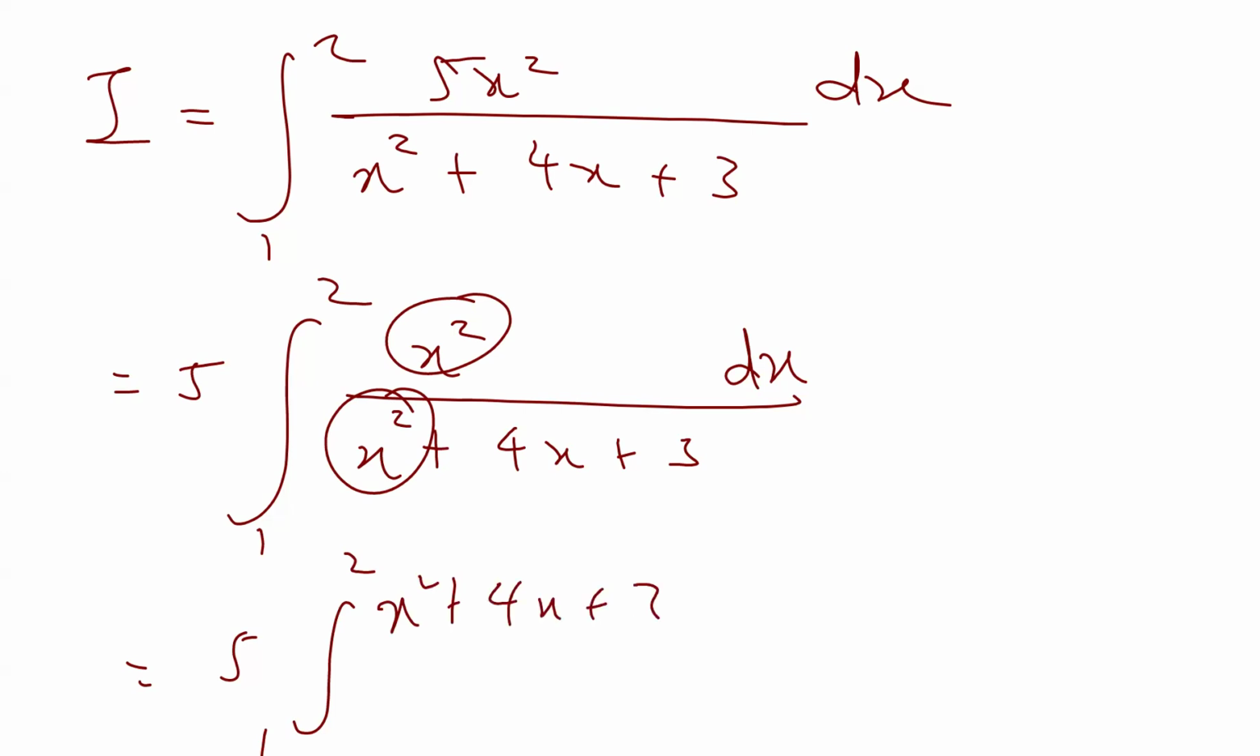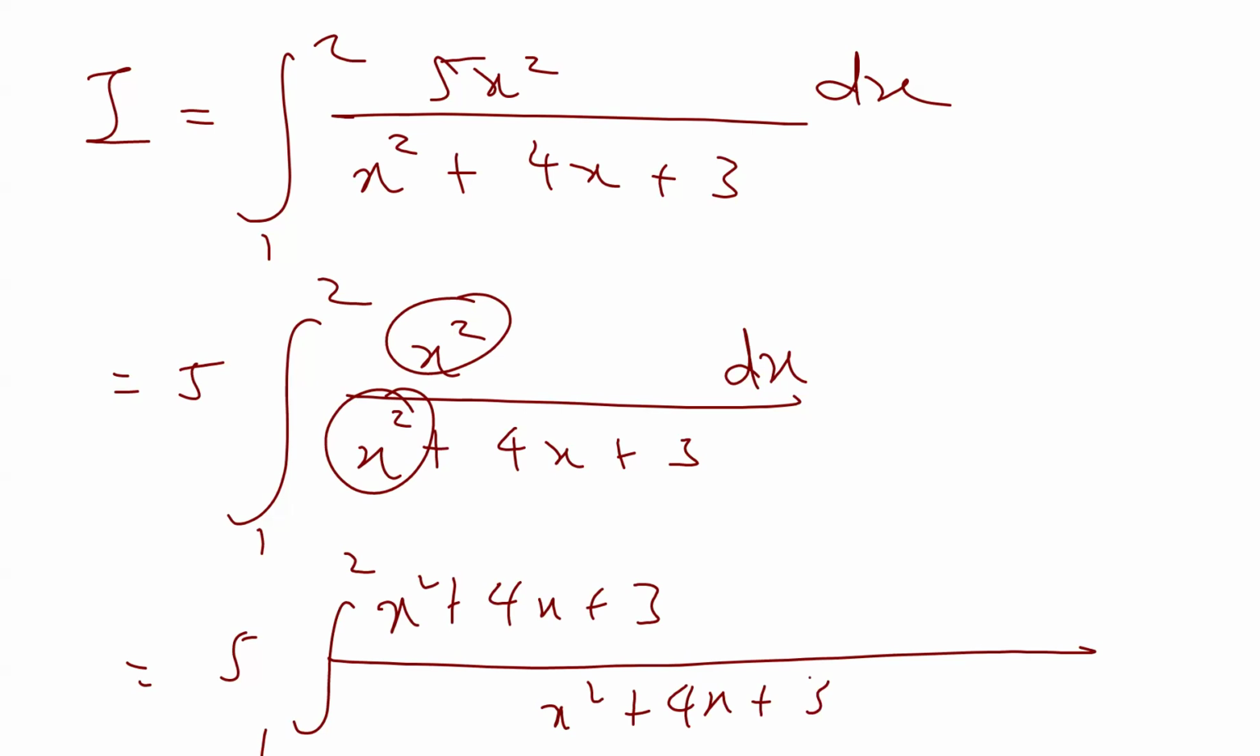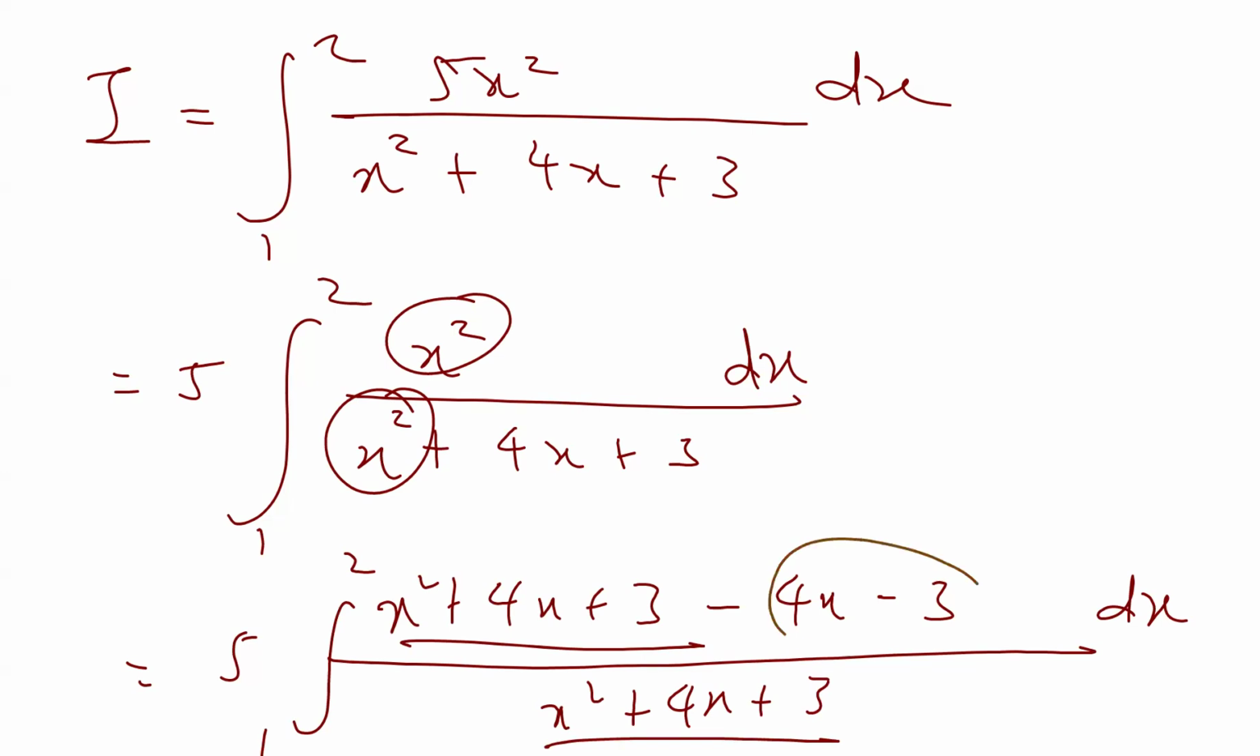I have added 4x plus 3 to make the numerator same as denominator. So I'll subtract 4x and 3 from here. Now I'm going to split this: x square plus 4x plus 3 upon x square plus 4x plus 3, minus. Now when I take minus in between, and if we take a bracket over here, it will be plus. So take care of these things.